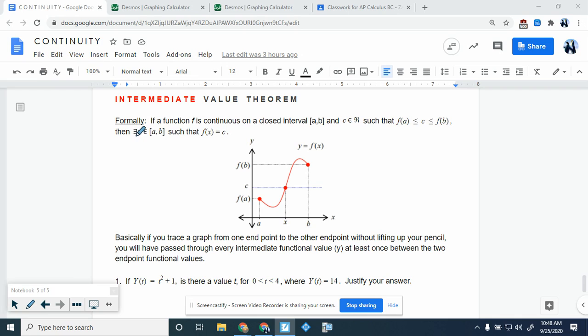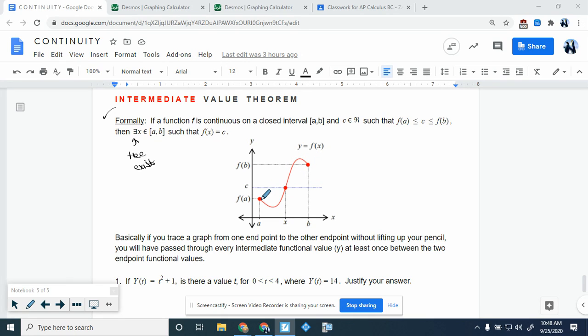Then, do we know what this cool symbol is? Hopefully you do. That means there exists, and then there exists an x in the interval [a, b] such that f of x equals c. So it's a little weird when you see it formally, but informally, it makes a lot of sense.